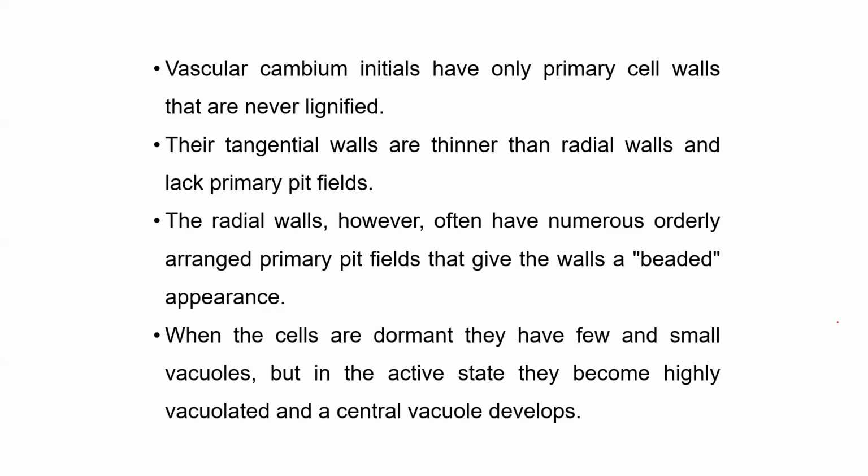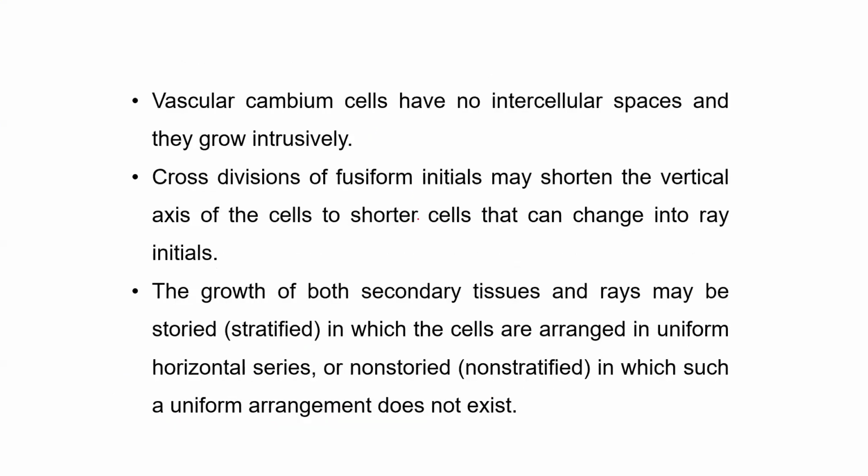When the cells are dormant, they have few and small vacuoles, but in the active state they become highly vacuolated. This is also a special character: during secondary growth, the vascular cambial cells are highly vacuolated. Vascular cambium cells have no intercellular spaces and they grow intrusively. Cross divisions of these fusiform initials may shorten the vertical axis of the cells into shorter cells that can change into ray cells. The growth of both secondary tissues and rays may be storied.